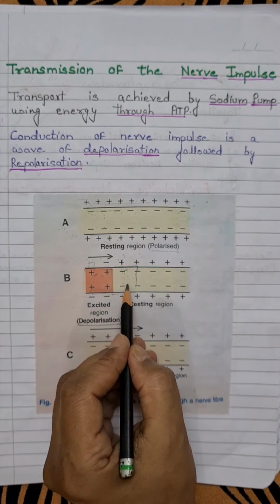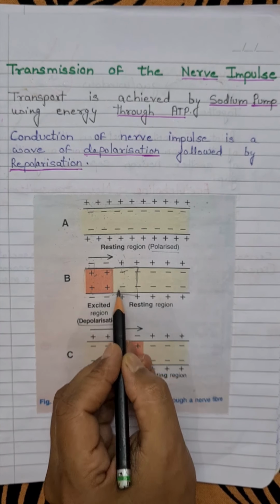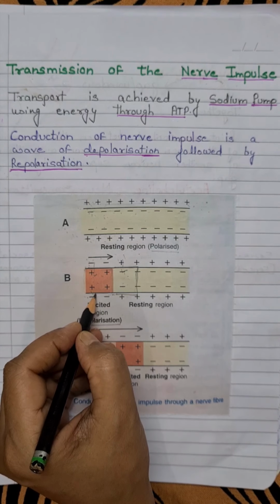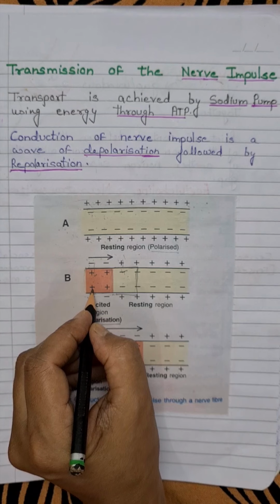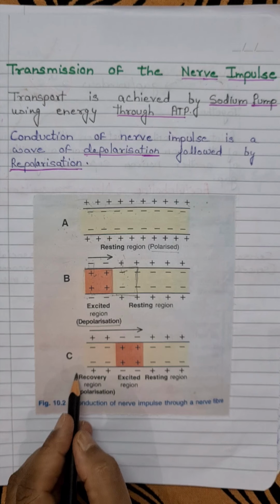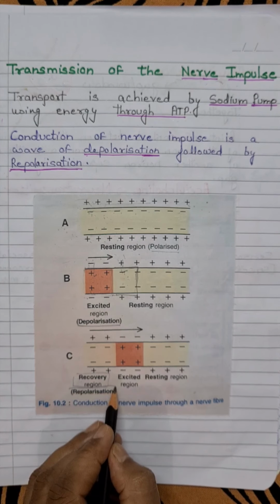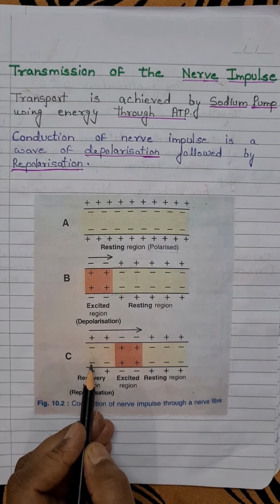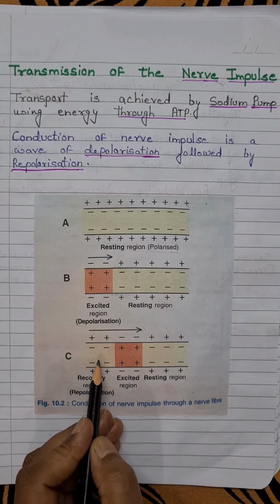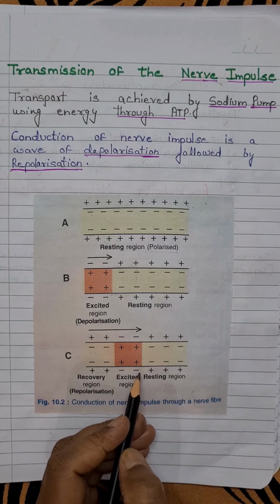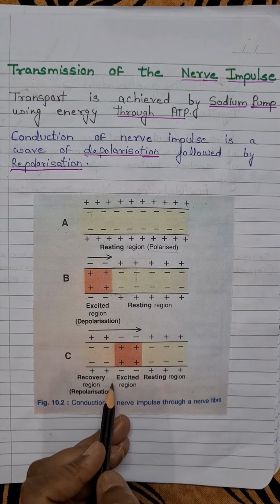So in the meantime, when the next region comes to the depolarized state, the previous one comes to the resting state again. And as it recovers its resting state, that is called the recovery region or repolarized state or repolarization. So in this way, the impulse carried by the neuron moves from one part of the nerve fiber to the next part. So the conduction of nerve impulse is a wave of depolarization followed by repolarization.